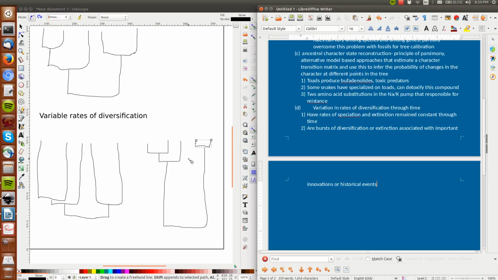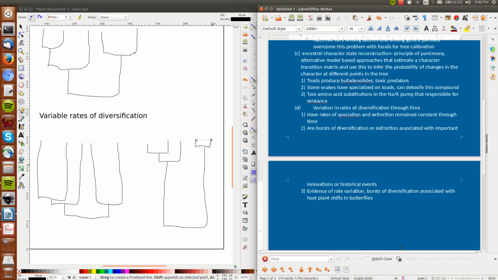And there are statistical tests to ask about rates of diversification, and then you could try to tie these to historical events. One example I'll talk a little bit about is evidence of rate variation, and specifically bursts of diversification associated with host plant shifts in butterflies.